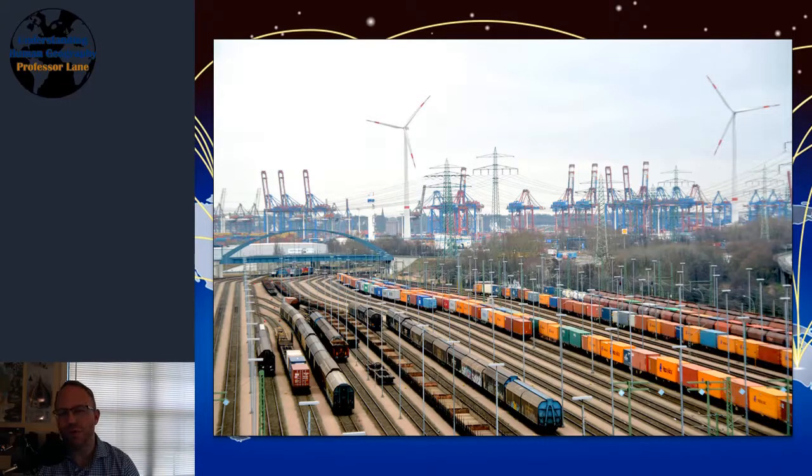Containerization was probably one of the most important inventions in the 20th century because it allowed goods to be moved from one mode of transportation to another more quickly. Notice the cranes in the background. These cranes can quickly lift large containers and place them onto trucks or trains.